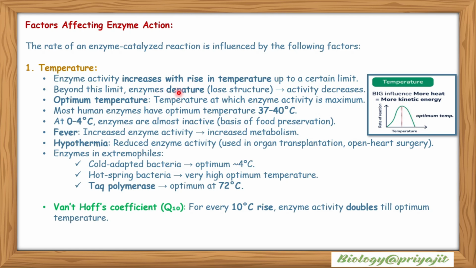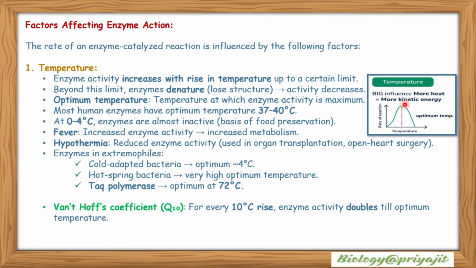Beyond this limit the enzyme denatures, so it loses its structure and activity decreases. So this temperature is the optimum temperature, that is the temperature at which enzyme activity is maximum. That temperature is called the optimum temperature and it is specific for a particular enzyme. Basically, most human enzymes have an optimum temperature between 37 to 40 degrees Celsius.